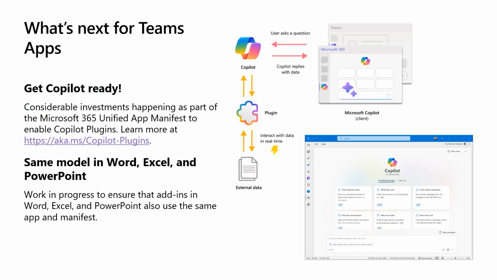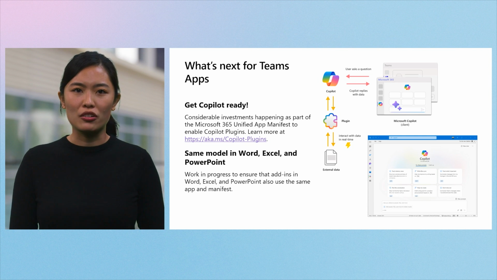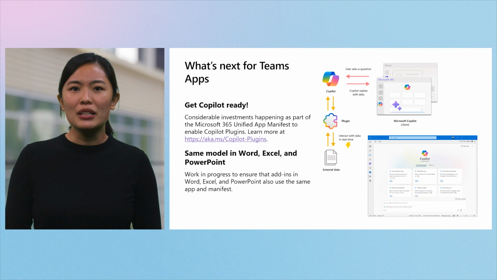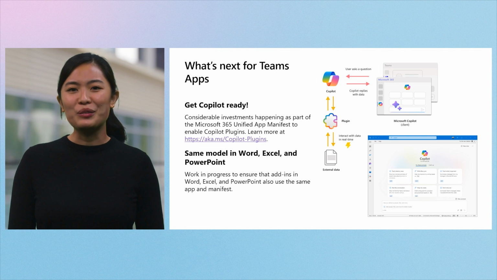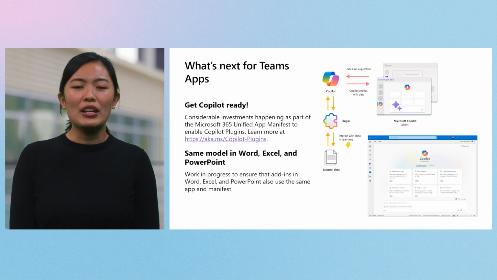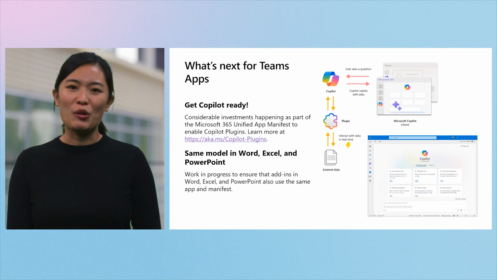But wait, there's more. We're not stopping the transformation of Teams apps there. There are two specific areas we want you to be aware of as we continue to invest in developing this model. First, we're expanding the unified app manifest so that you can use Copilot plugins with Teams apps across Microsoft 365. This investment in the build once, work across Copilot surfaces model will soon make its way to Word, Excel, and PowerPoint, and in Outlook soon after that. We're also integrating Word, Excel, and PowerPoint into Teams apps so that you can also enjoy the benefits of using a single unified app manifest in these products.